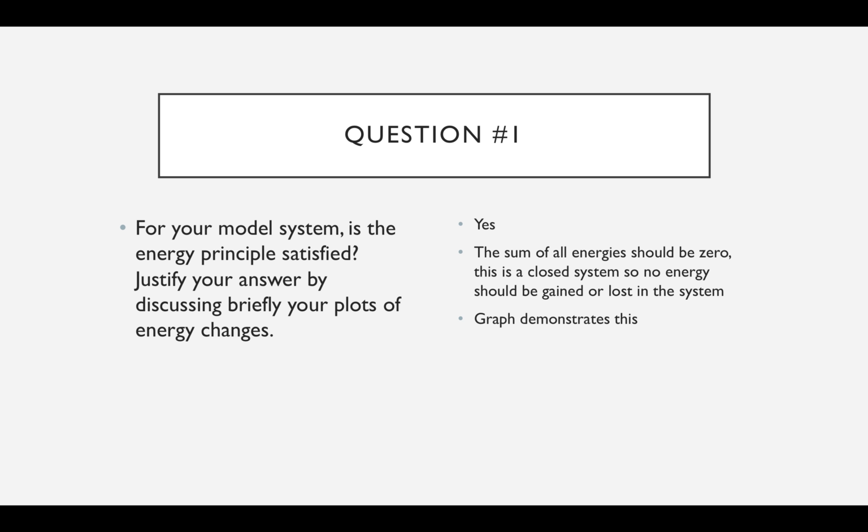To answer the first question, yes, the energy principle is satisfied. The sum of all the energies acting on the system should be 0, so there is no energy gained or lost from the system. The graph from the Python code shows this because we see the yellow line, which represents the total energy, remains at 0 for the duration.